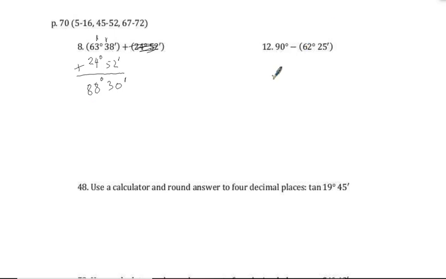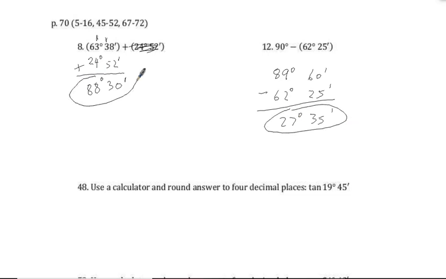In number 12, I'm going to do this vertical again, but with the 90 instead, I'm going to write it as 89 degrees, 60 minutes, because again, 1 degree is 60 minutes, and we need that value there to subtract the 25 minutes from the next number here. So 60 minus 25 being 35 minutes. 89 minus 62 is 27 degrees. So these are the two answers there.